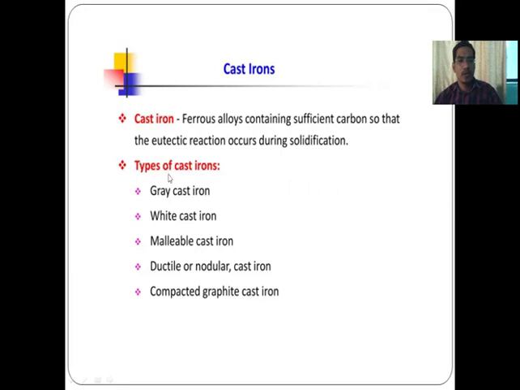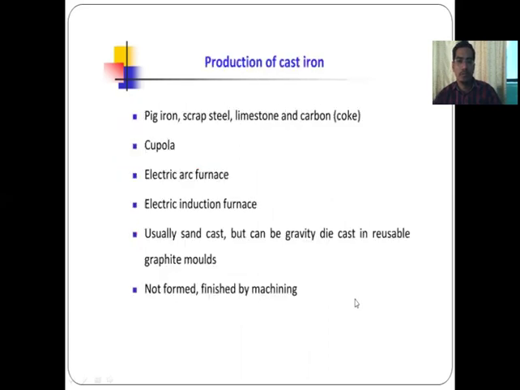classification of cast iron: gray cast iron, white cast iron, malleable cast iron, ductile or nodular cast iron, compacted graphite cast iron. So these are the types of cast iron which are formed from pig iron with the combination of ferrous and carbon.